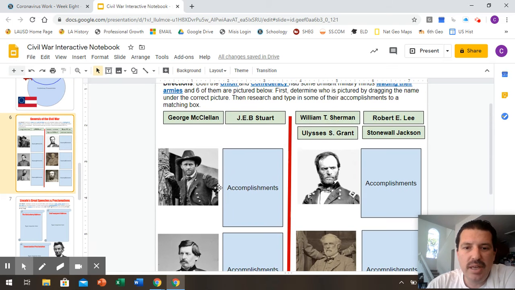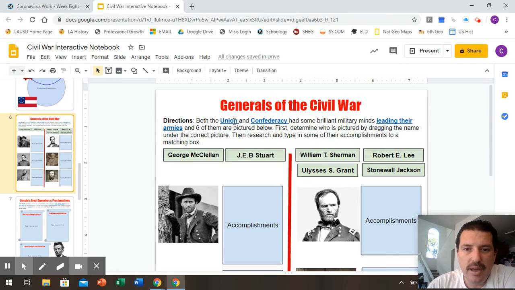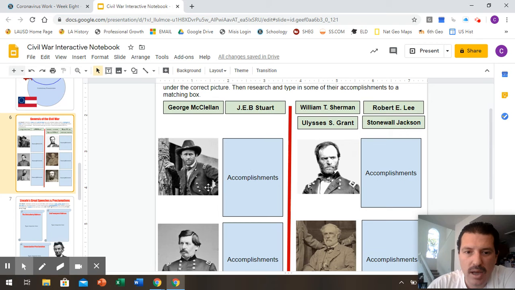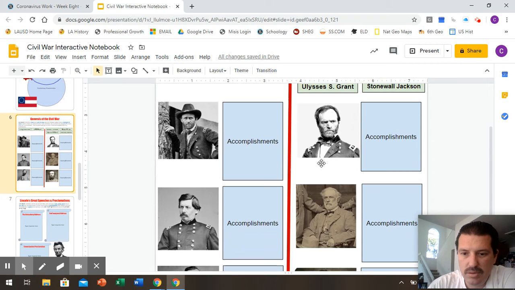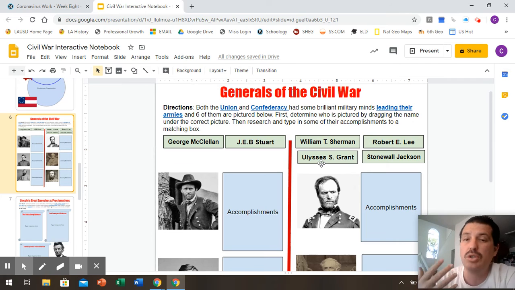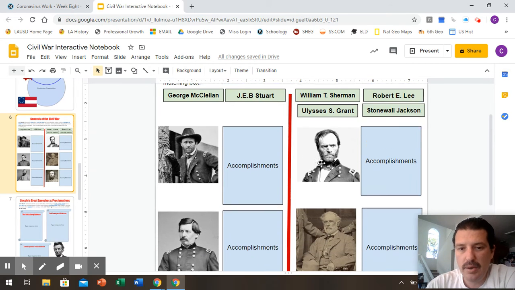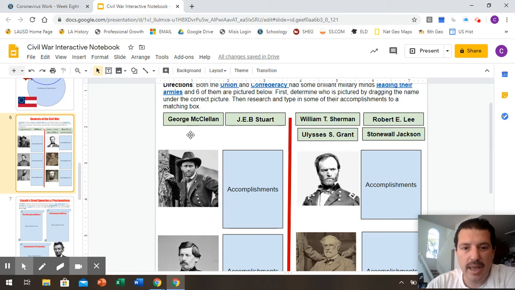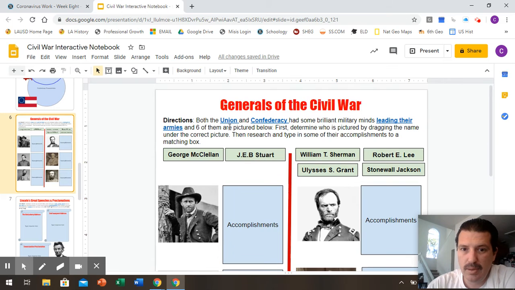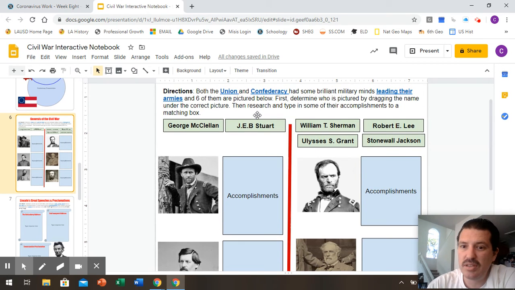For slide 6, who are these guys? Well, you're going to look them up. You can also use the links. Put the correct name underneath the picture. So you're going to have to do a little internet searching here. Again, we're trying to improve our understanding and our ability to use the internet for research purposes, not just learning how to make TikTok videos. And once we identify the name with the picture, then write his accomplishments. So these were all the generals of the Civil War, generals in the South, generals in the North.